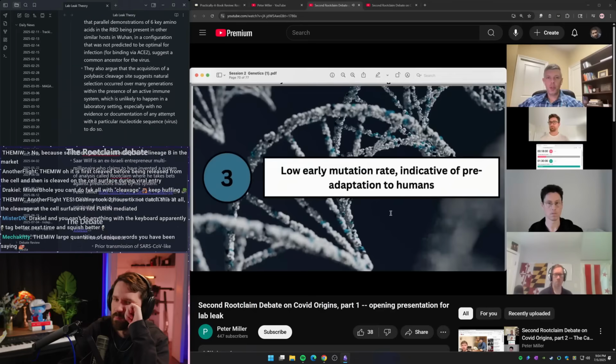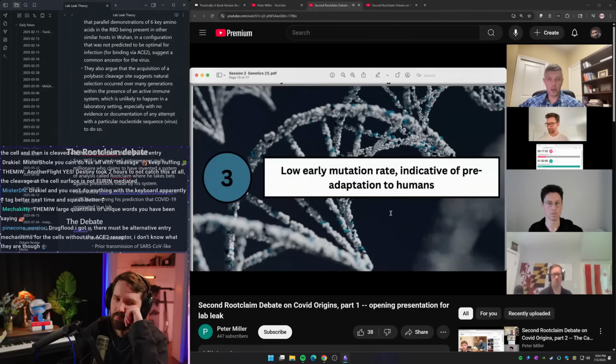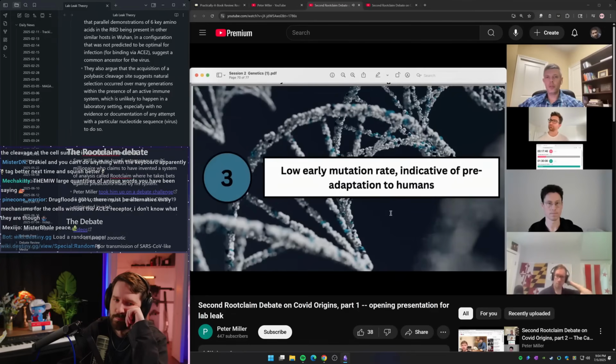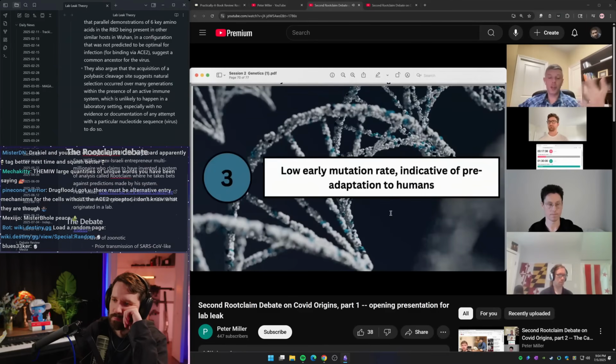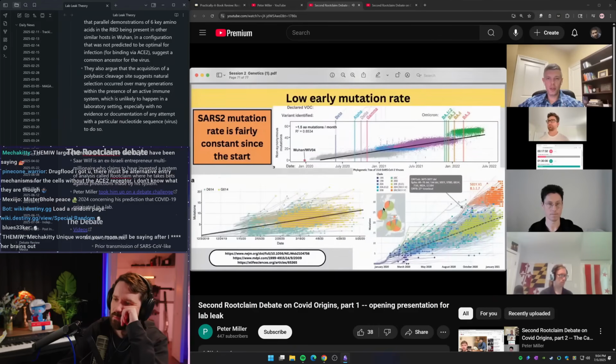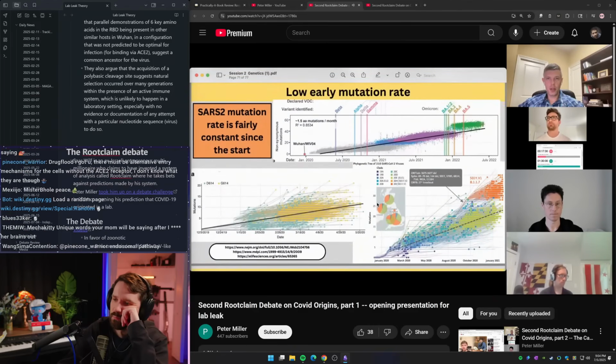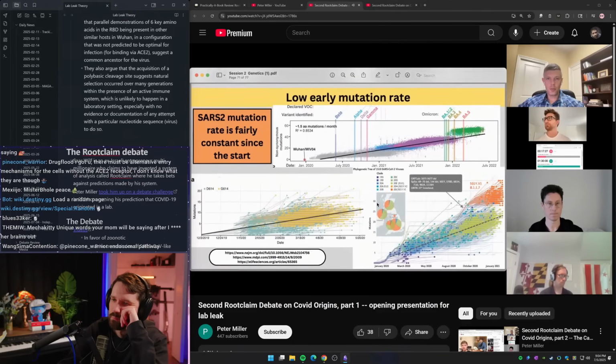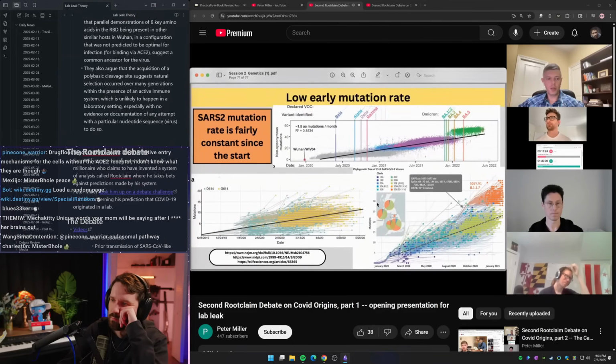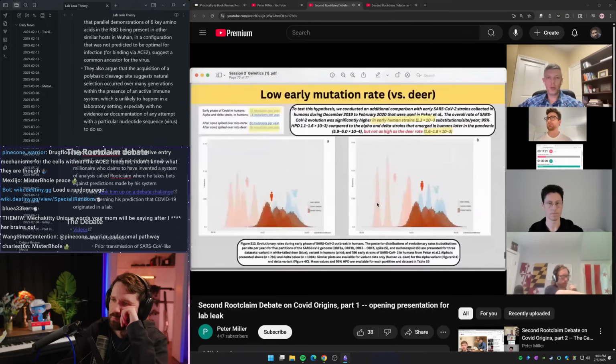Okay, mutation rate. I think the virus exhibits a very low mutation rate. Even the early virus exhibits a low mutation rate, in contrast to SARS-1 or other zoonotic viruses. This is surprising because you'd expect a virus that spills over to a new host to have a very high mutation rate, especially initially as it adapts to this new host. Here are some diagrams of this low mutation rate, and they show that from the start it's pretty consistent at about 20 mutations per year.